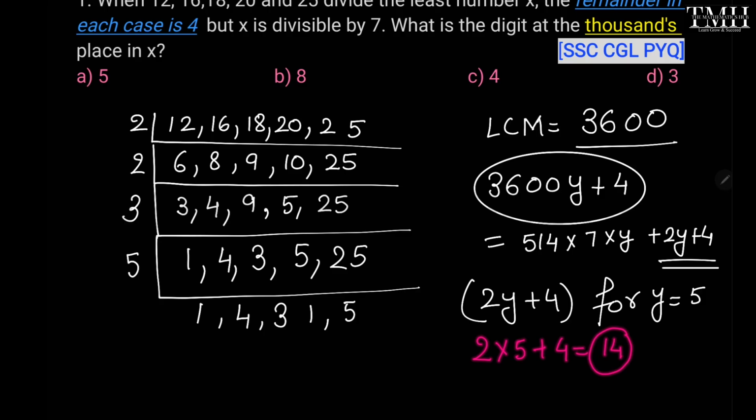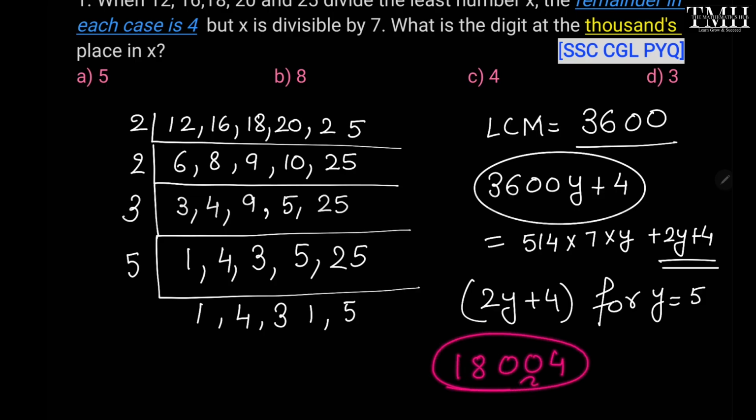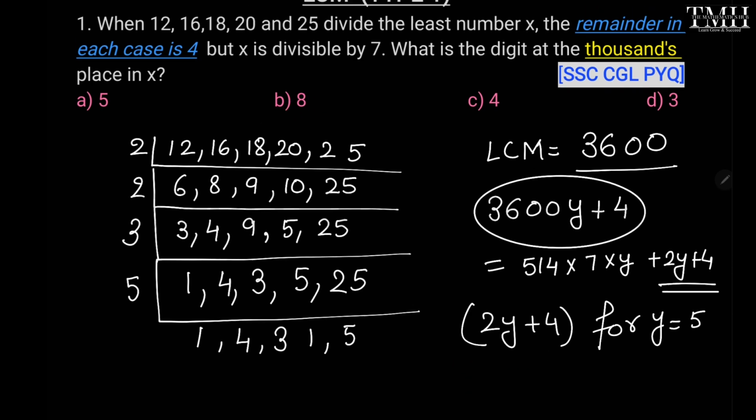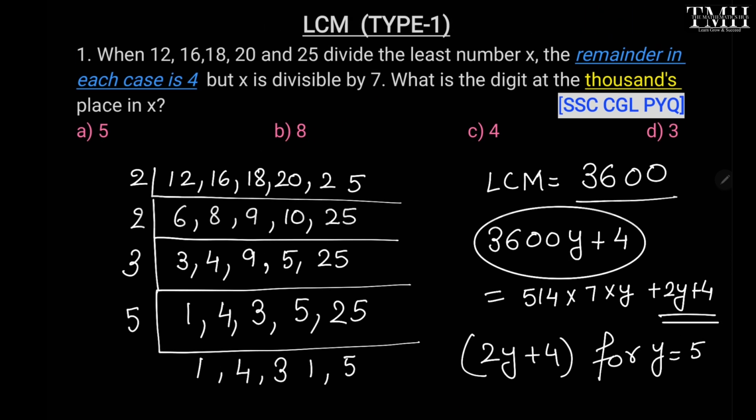So the value of x is equal to 3600 into 5 plus 4. So the digit in the thousands place is how much? The number is 18,004. Out of this, the digit in the thousands place is 8. So our answer will be the digit 8, that is option B.